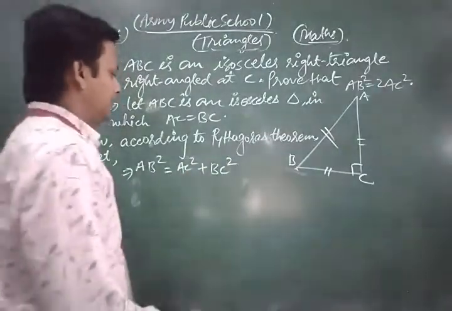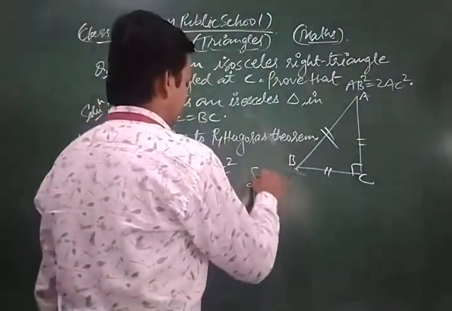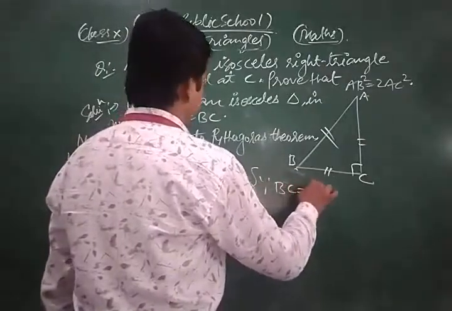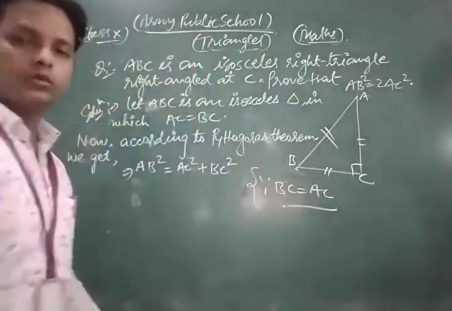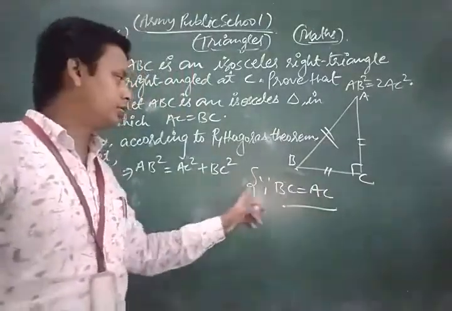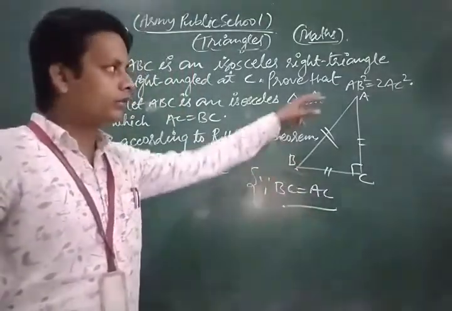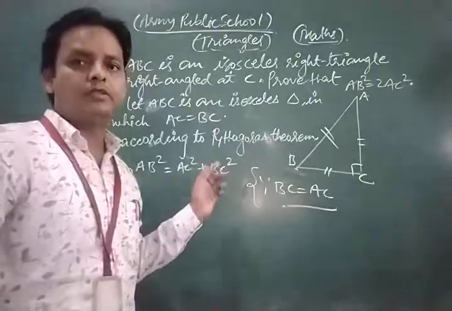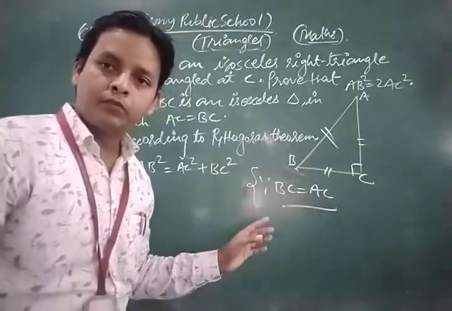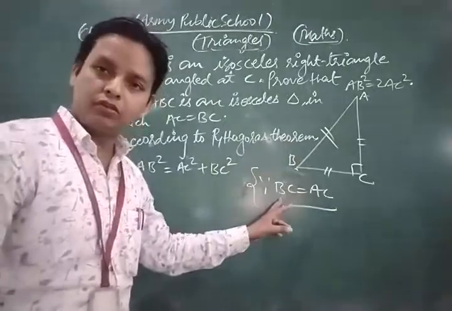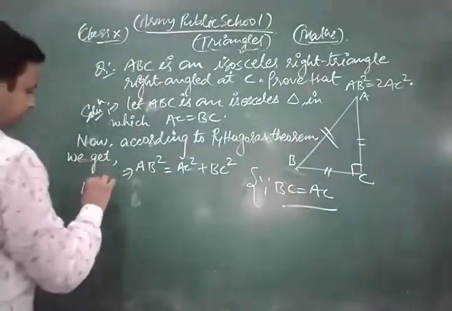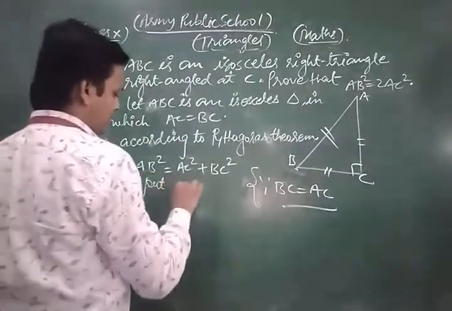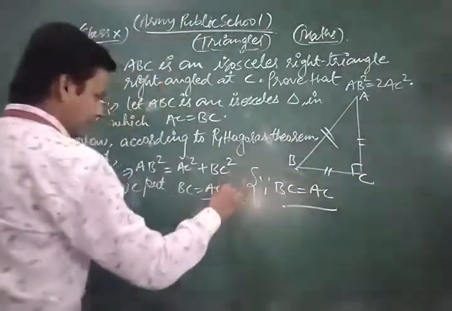Now, since BC is equal to AC, in that relation we just put BC is equal to AC because of our result. So we eliminate the value of BC, and for this process we put BC is equal to AC in that relation.